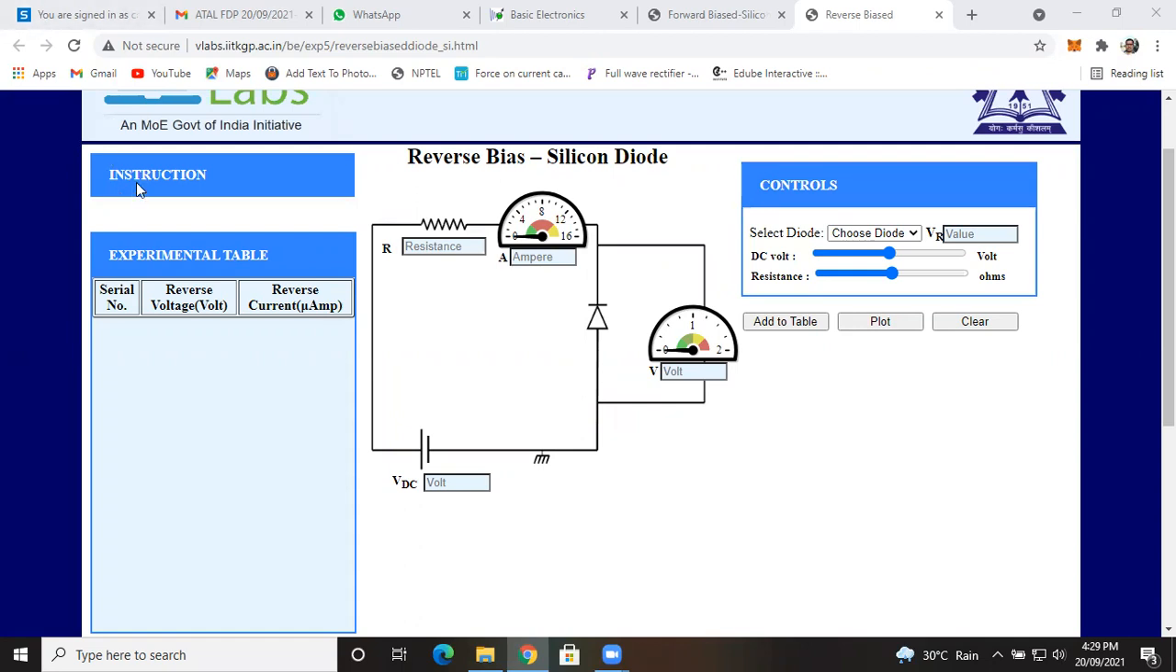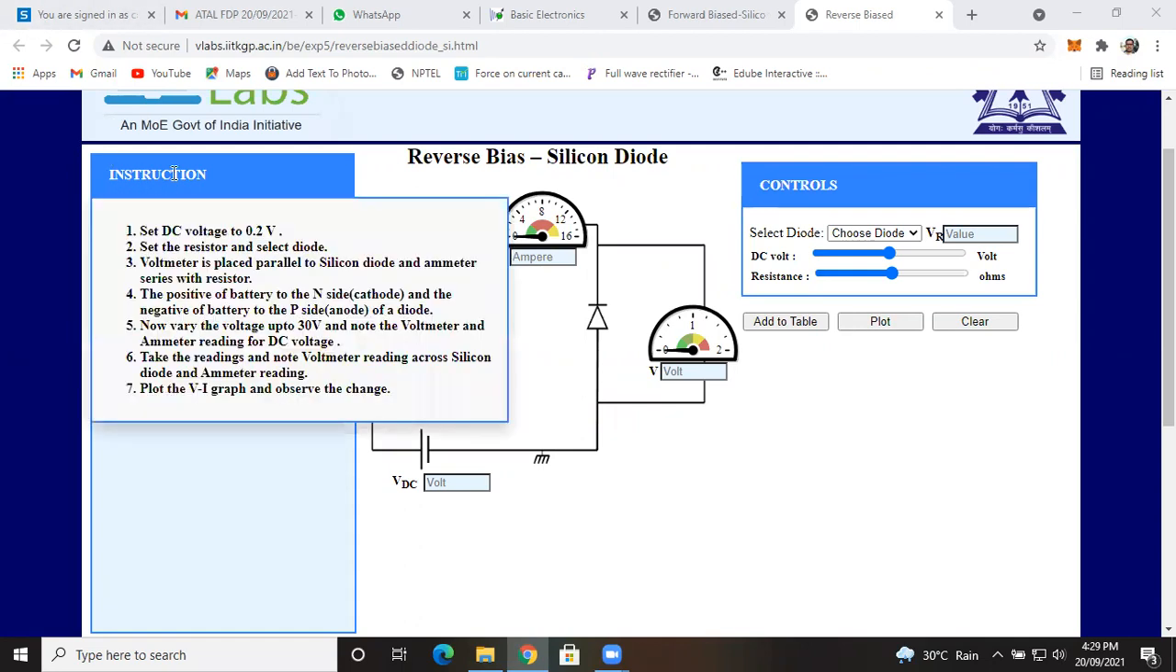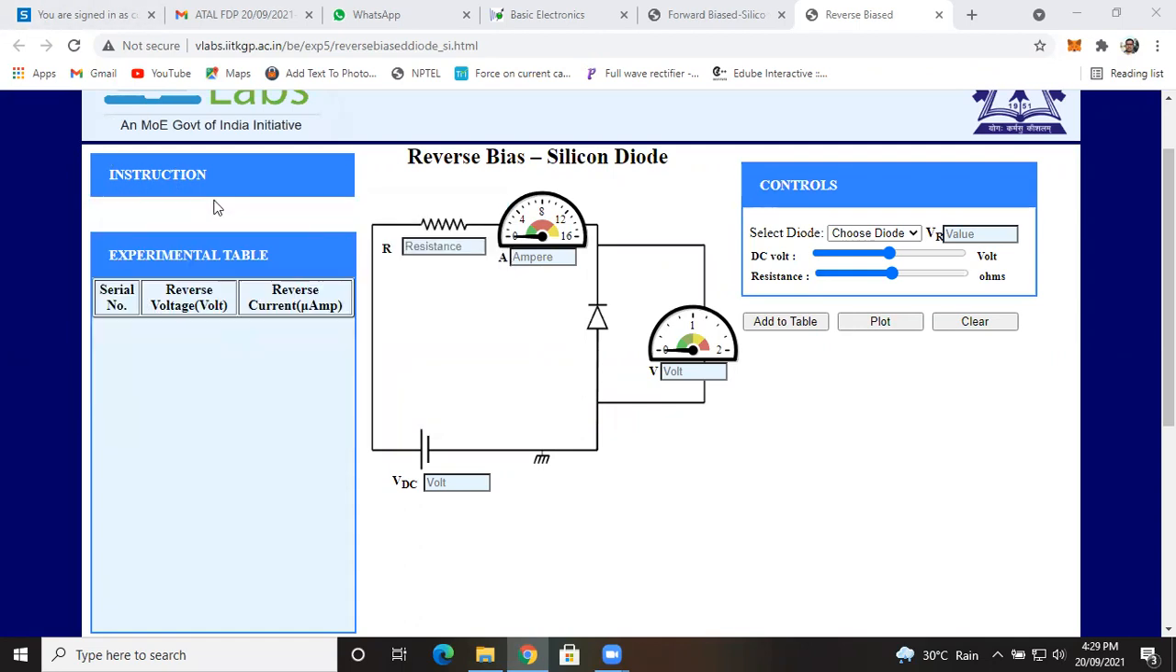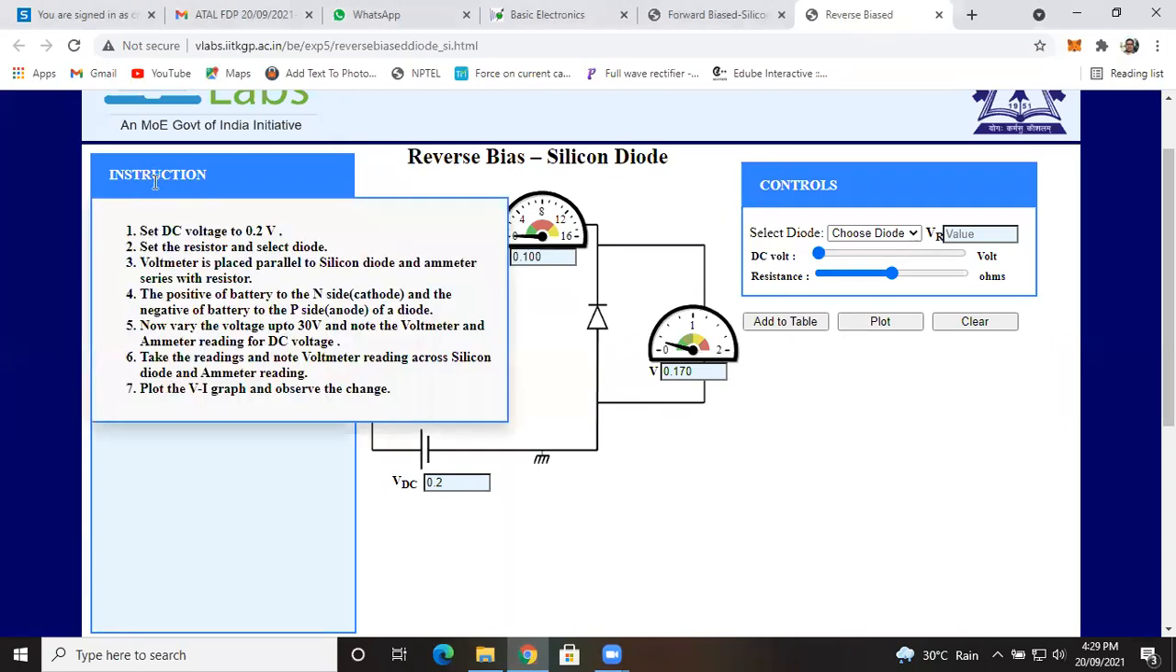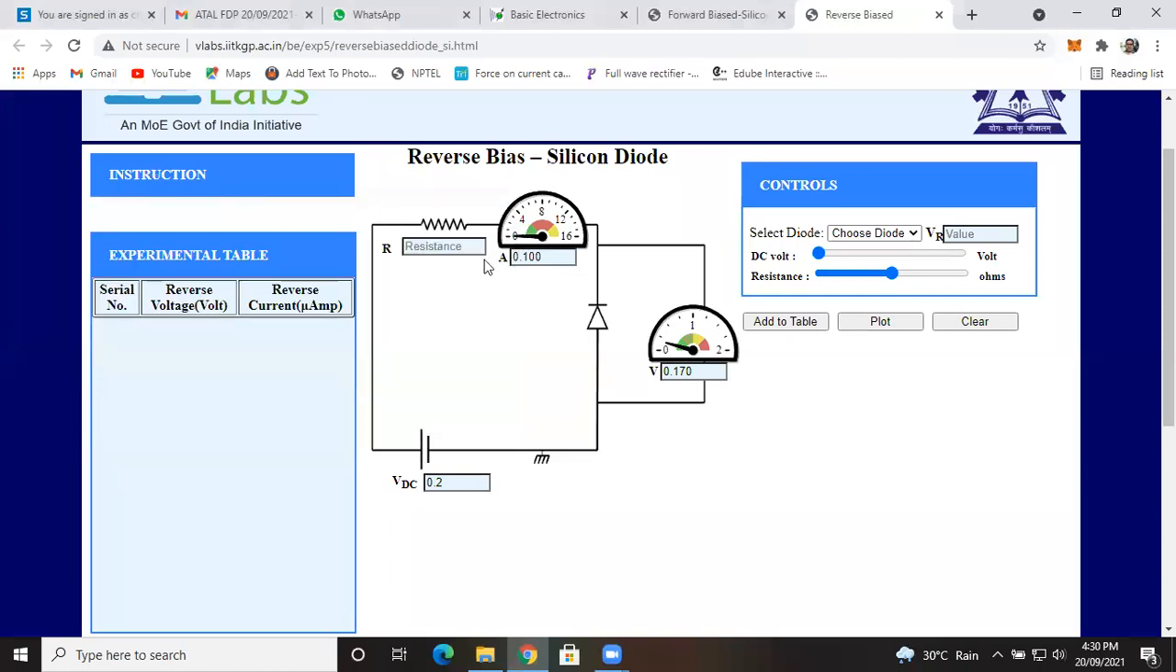So let's try to read the instruction. The instruction is to set the DC voltage to 0.2 volt. Let me click on that DC volt. I will select 0.2 volt. Okay, select it. Then second is set the resistor and select the diode. Now let me try to click on the resistance, and I will select the value of resistance. Let me take it to 1000.